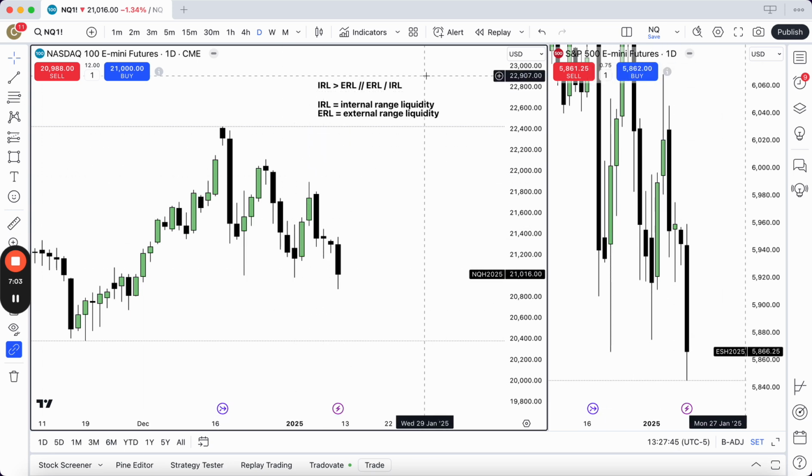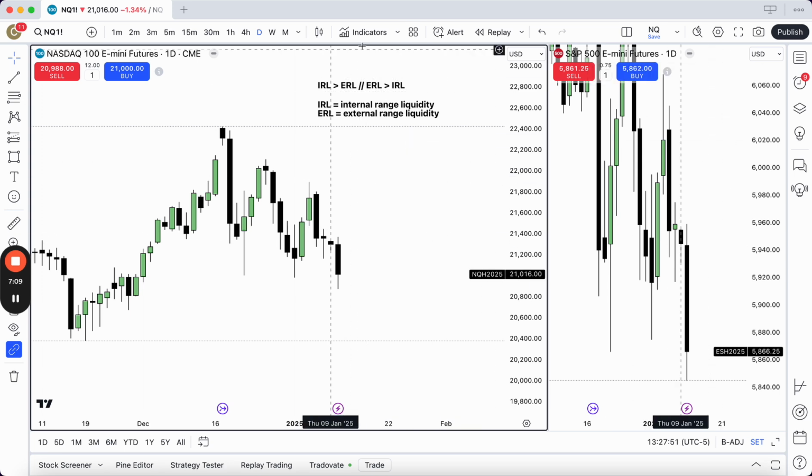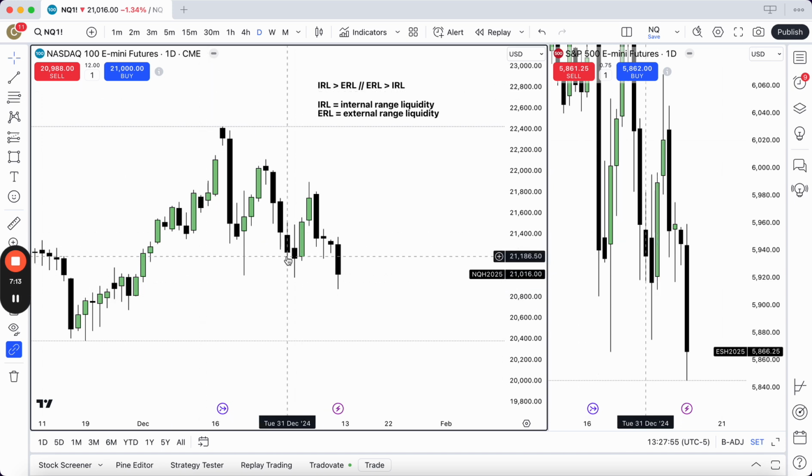You have to understand that price only moves from IRL to ERL and ERL to IRL, right? It doesn't bounce around from internal range liquidity to internal range liquidity. It doesn't bounce around from external to external. It always moves from internal to external and from external to internal.